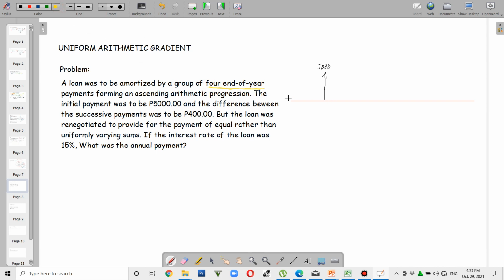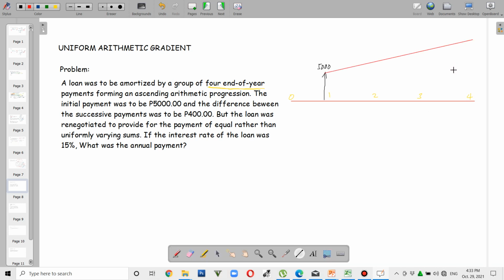So from 0, this is the first period, then we have a second period, a third period, and a fourth period. It is increasing linearly by 400 pesos. So, the gradient here is equal to 400 pesos. So your payment supposedly in the second year is 5,400. And this, 5,800. And this one shall be equal to 6,200 pesos.